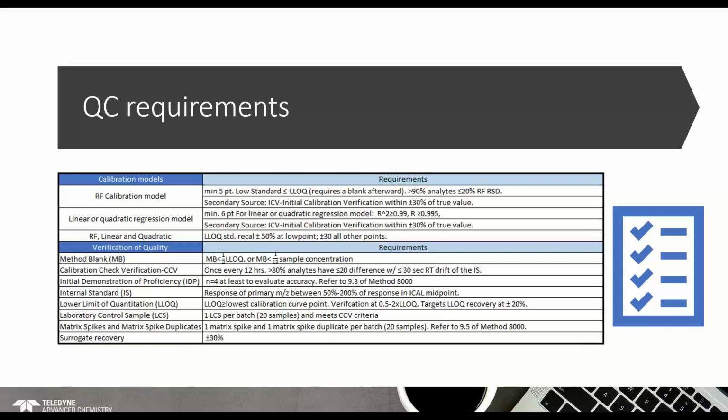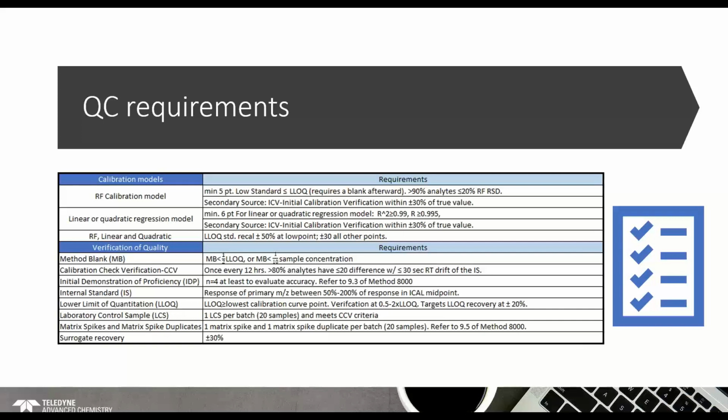The internal standards response of the primary ions needs to be between 50 to 200% of the response in terms of the initial calibration midpoint. And the lower limit of quantification has to be greater than or equal to the lowest calibration point, with verifications at 0.5 to 2 times the lower limit of quantification. Targets are recovered at plus or minus 20%.